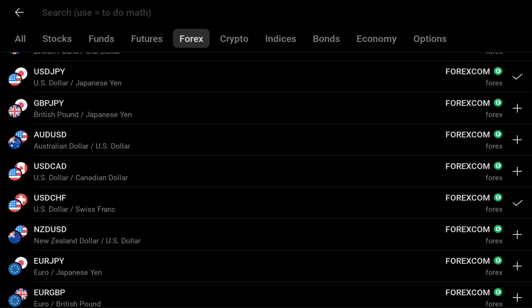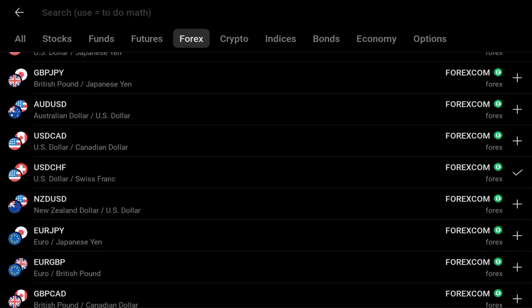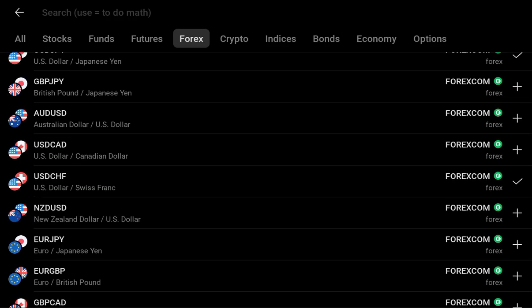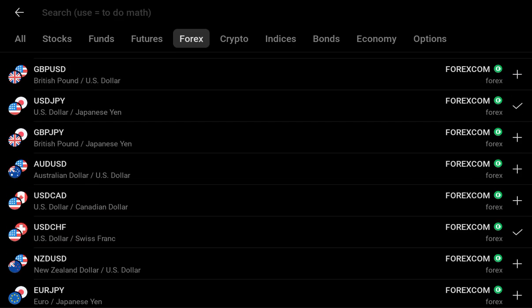Now the GBP JPY is not a major pair, it is a minor pair, but it is very volatile. When you trade this, in fact, the GBP JPY is more volatile than all those major pairs. So it is the GBP JPY that is the most volatile pair in all these forex pairs.